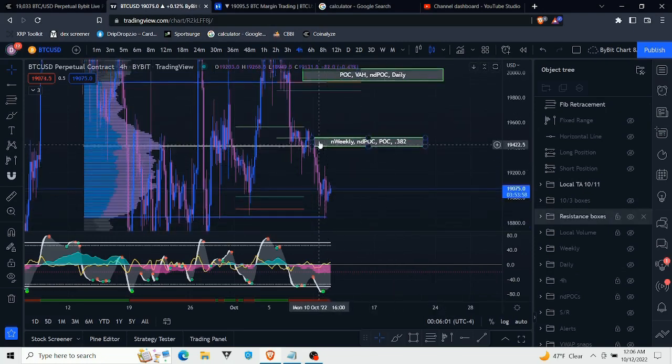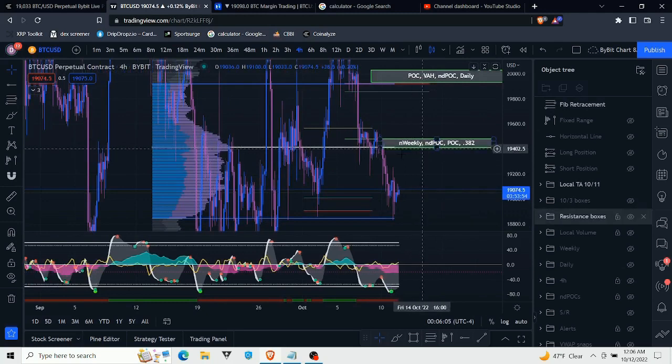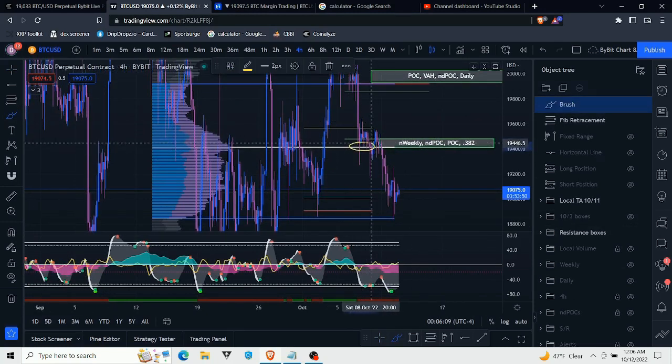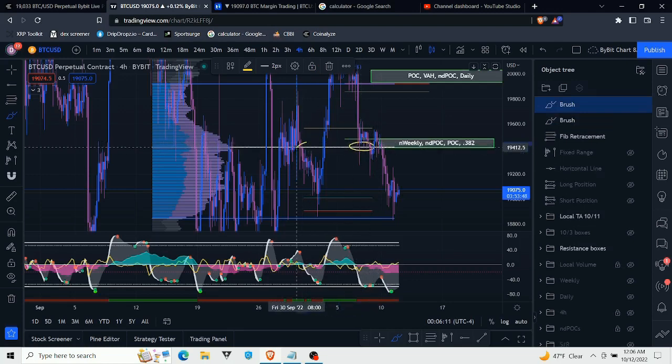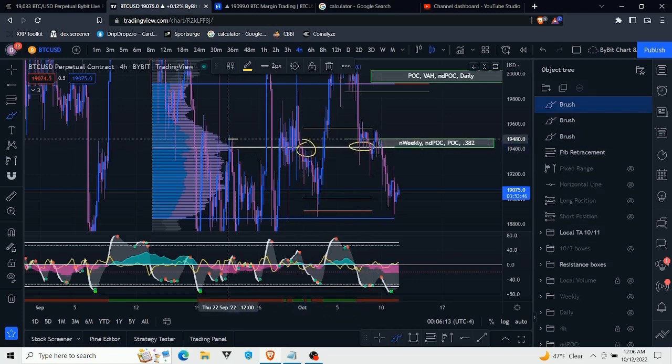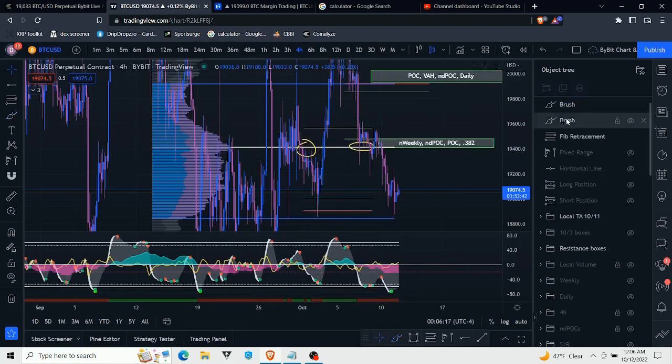So I'd say that this is going to be a very significant level of resistance if price comes back up to it. You can also see that we held support on this area here. We found some resistance over here, resistance over here. So I'd say that this is going to be a pretty significant area for us.